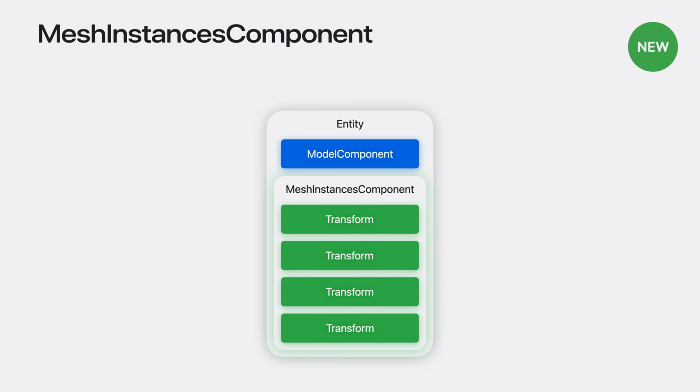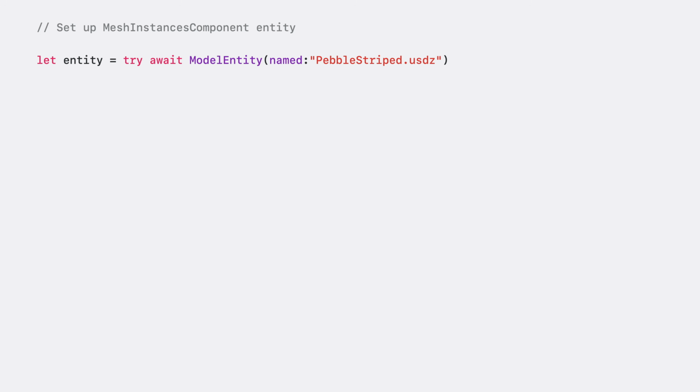It's important to note that the models that are drawn with a single MeshInstancesComponent are still considered a part of a single entity. If you use this component to cover a large area, it may make sense to break it up into several smaller entities to allow culling to take place. Here's how you can use the MeshInstancesComponent in code. First, I need a mesh to instance. I'll get this by loading an entity from the app's content bundle.